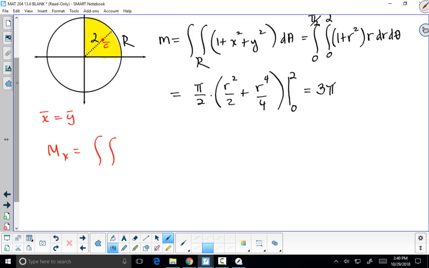Are we going to stay in our polar, or are we going to go to another system? That's my next question. What do you think we should do? We could stay in polar. So if we stay in polar, we're right over here. There's our polar integrand. And then we multiply by r. If we multiply by y, we multiply by r sine theta.